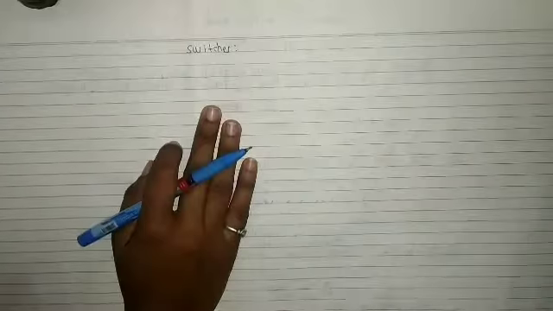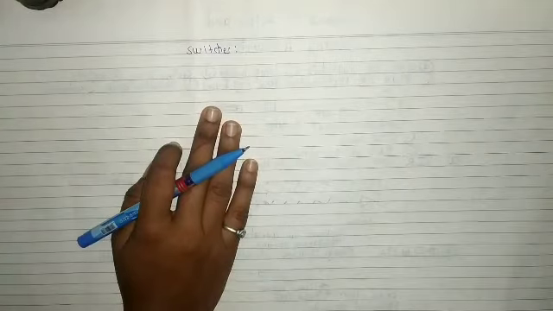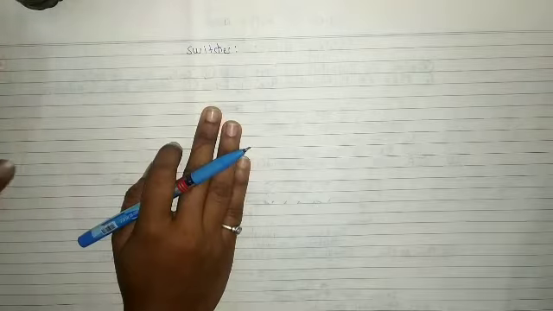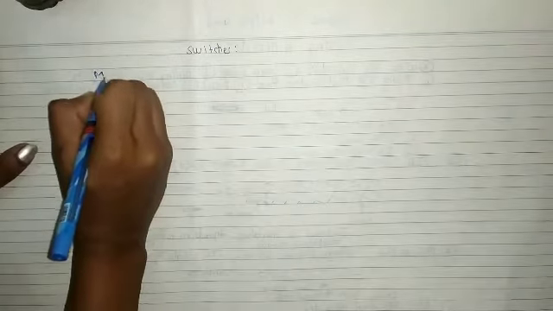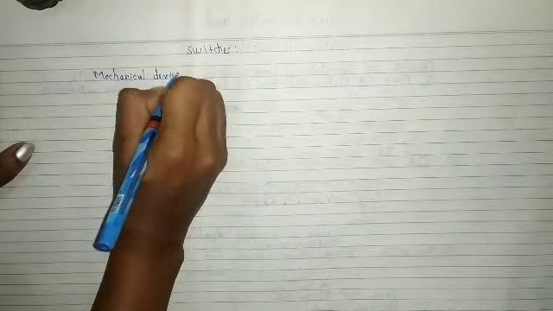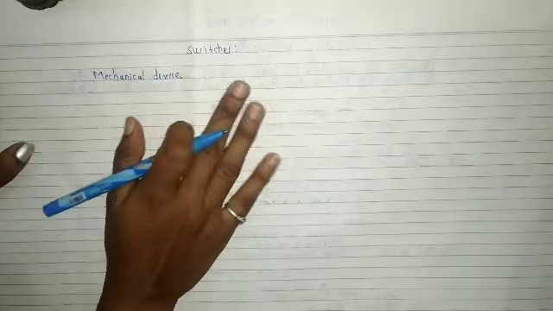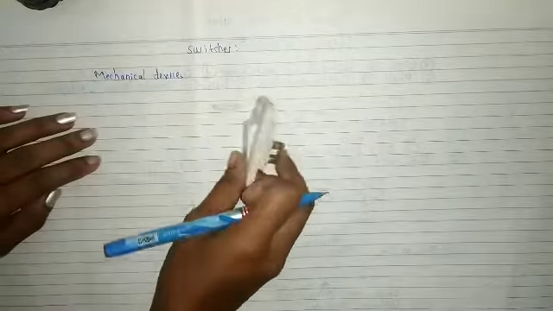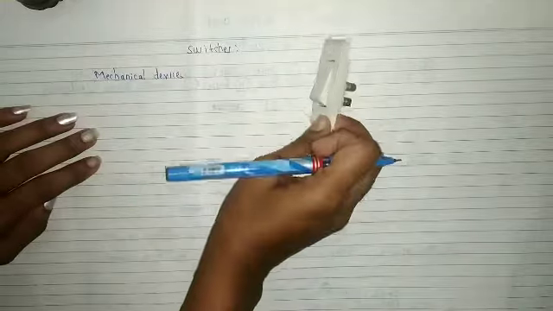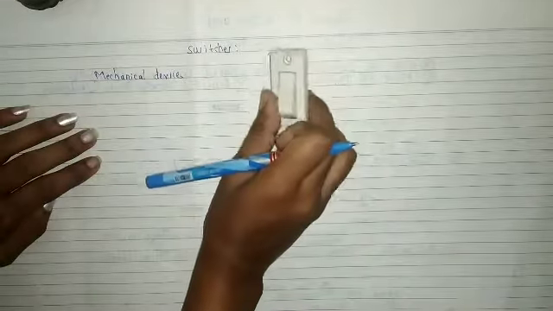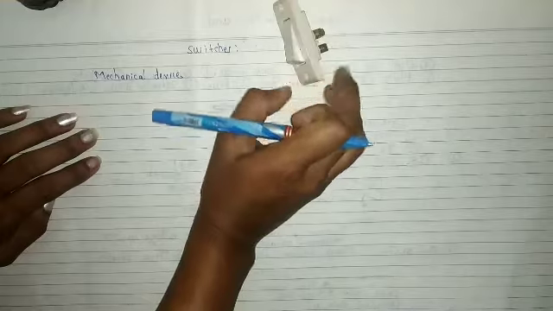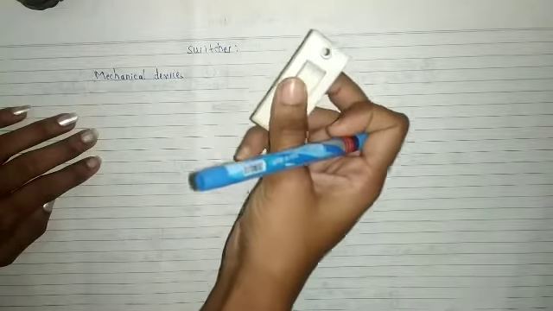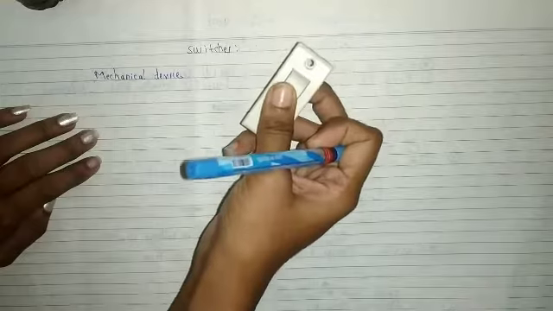Now moving to the switches. Why do we use a switch? A switch is a mechanical device which operates manually to make or break the circuit. So this is our switch. Whenever we want to turn anything on or off, we use this. What is meant by on or off? That means to make or break.